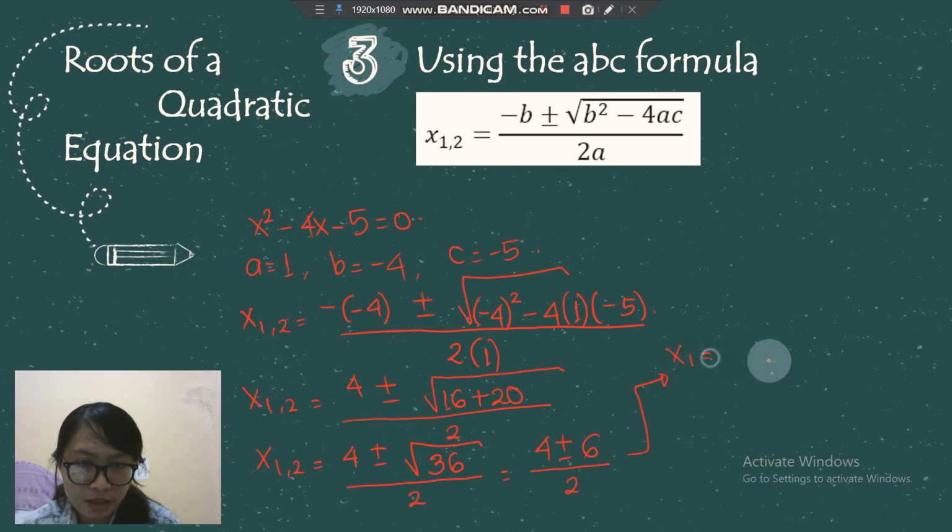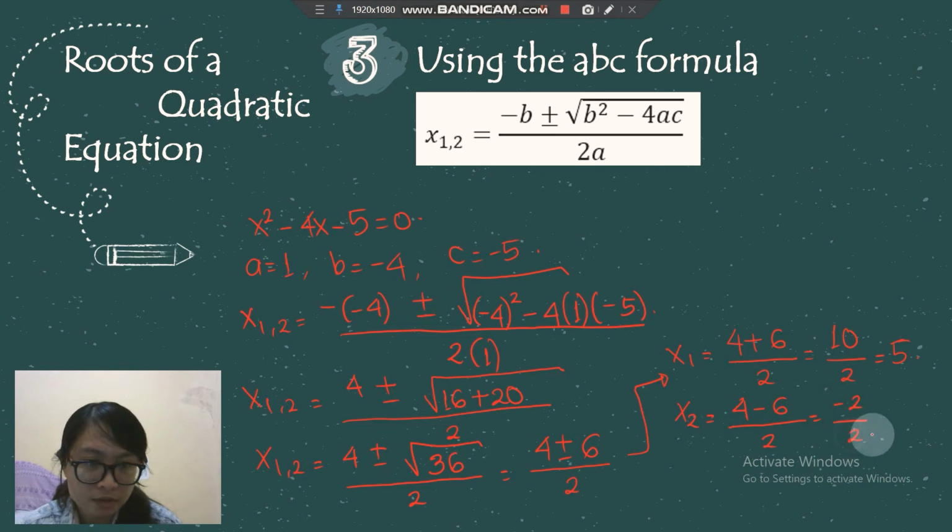So x1 equals 4 plus 6 divided by 2. So 10 divided by 2 equals 5. This is the x1, and the other root x2 equals 4 minus 6 divided by 2, which is minus 2 divided by 2, equals minus 1.